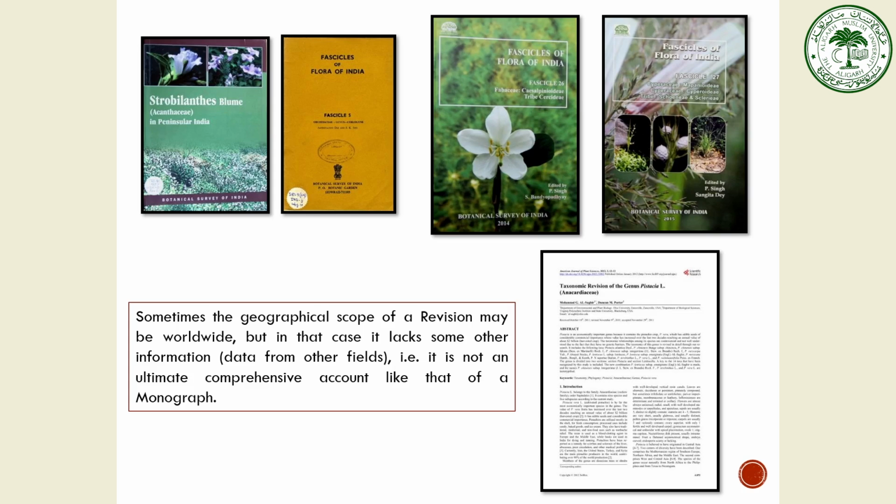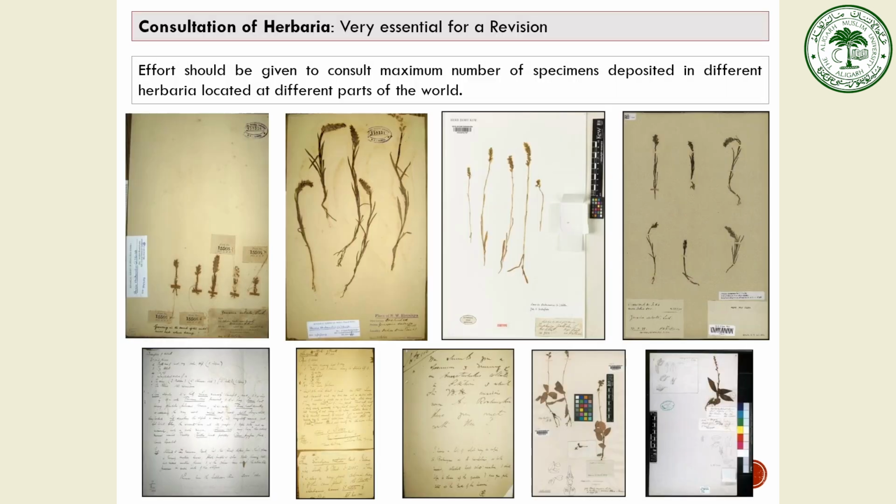Sometimes the geographical scope of a revision may be worldwide. So we can publish them, like the taxonomic revision of the genus Australia. Then the fascicles of the Flora of India, and the revision of genera like Strobilanthes by Bremekamp. You can see these are the revisions. Then fascicles. So we can say these are revisions. We have to modify certain things, add something to some information, so we revise it, and that is termed as a revision.